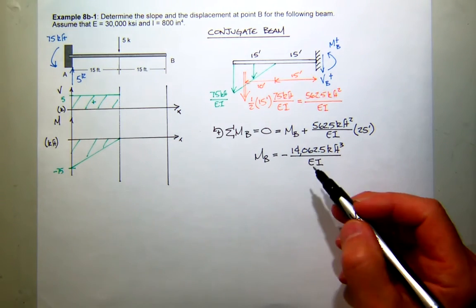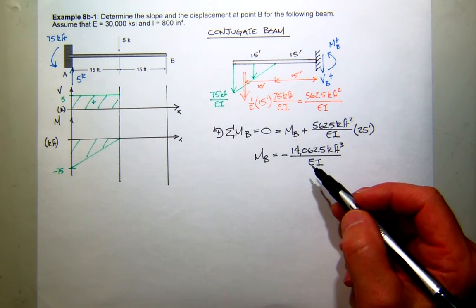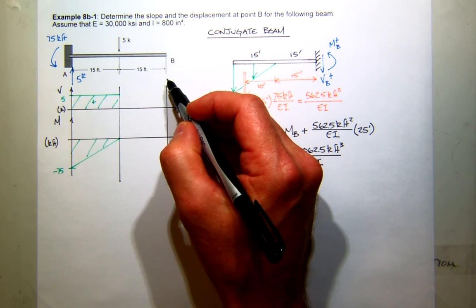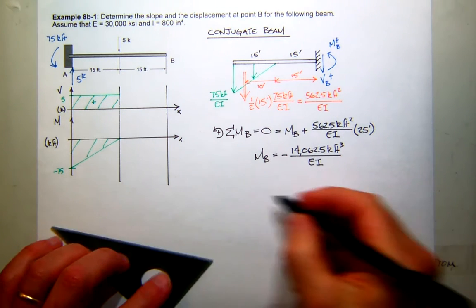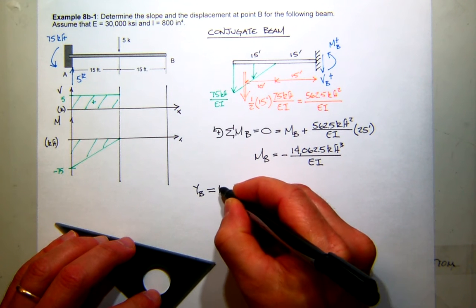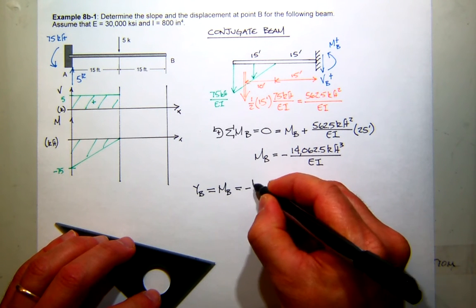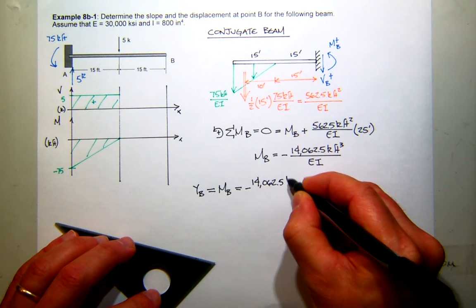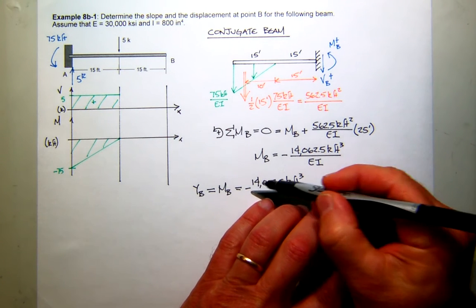Now remember, moment maps to what in the real beam? Displacement. So it says the displacement is negative. Does it make sense that point B would go down? Yes, it does. So I think the sign is right. Now to actually get the value, the displacement at B, which really comes from the moment at B in the conjugate beam, would be this value, negative 14,062.5 kip feet cubed. And now we're just going to have to do some unit conversion.